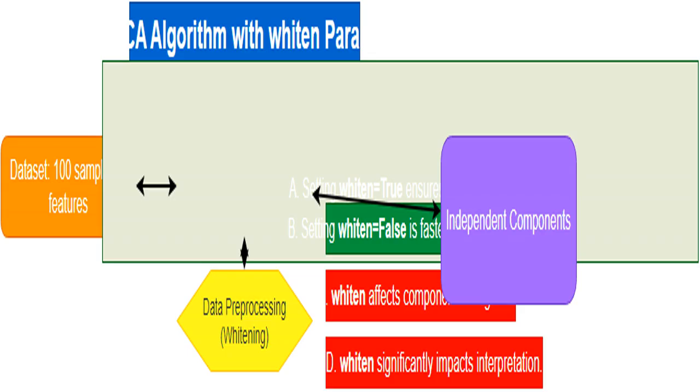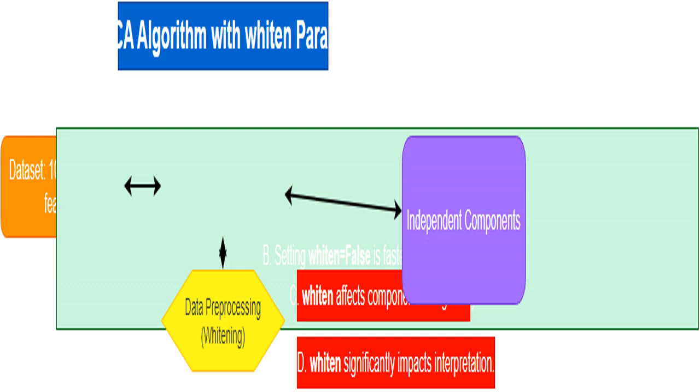If I set WHITEN to TRUE, the algorithm preprocesses the data to have 0 mean and unit variance equal to 1 in each feature. This results in independent components also having unit variance. Setting WHITEN to FALSE skips this preprocessing step. This speeds up computation, but the resulting independent components will likely have different variances.